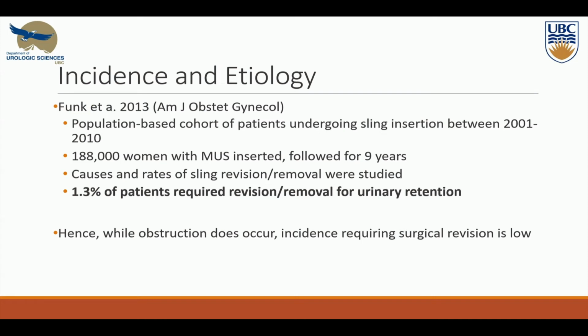There was another population-based cohort of patients undergoing sling insertion between 2001 and 2010. There were 188,000 patients that underwent mid-urethral sling insertion, and they were followed for about 9 years. They looked at the causes and rates of sling revision or removal, and they found that only about 1.3% of patients required any form of revision or removal of the sling for urinary retention. So while obstruction does occur, the incidence requiring surgical revision remains low.